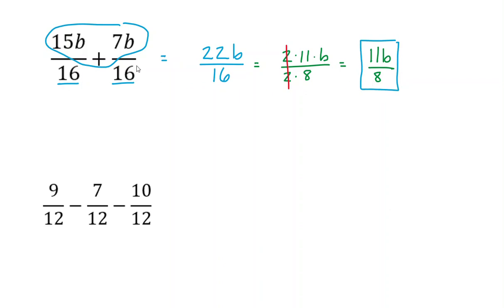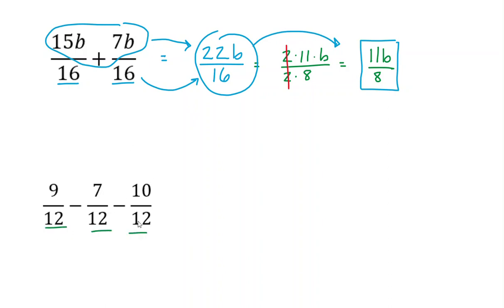I was able to add the numerators together because the denominators were exactly the same, and then that answer was a fraction that could be reduced, which is a completely different process, so I don't have to think about adding anymore. I'm just thinking about reducing fractions. Okay, let's do one last one.